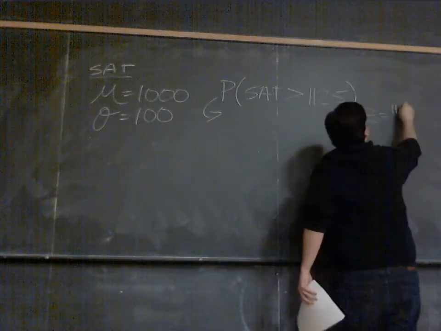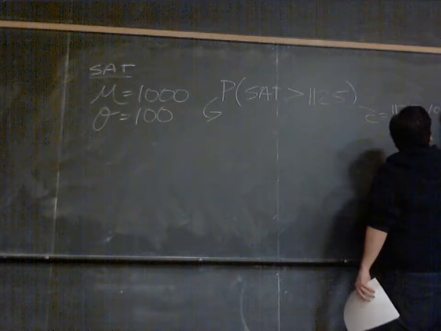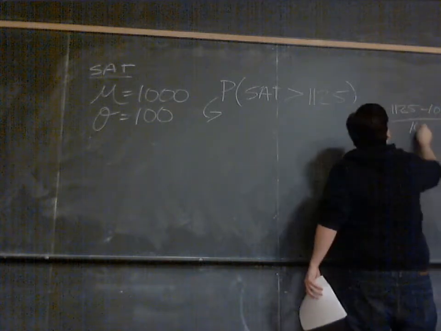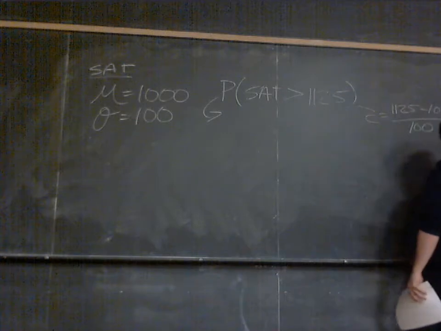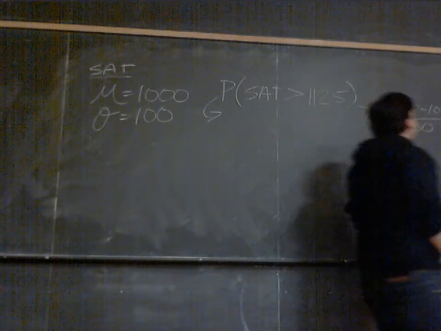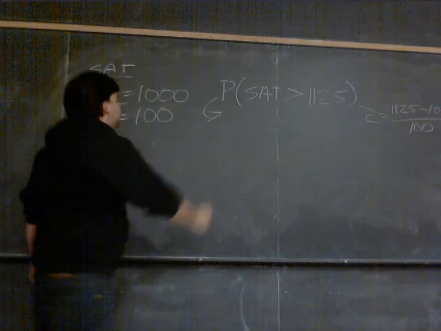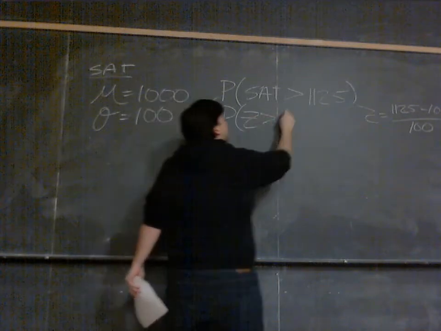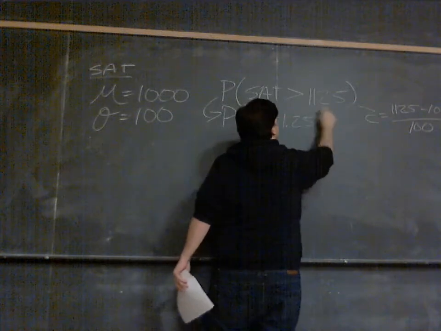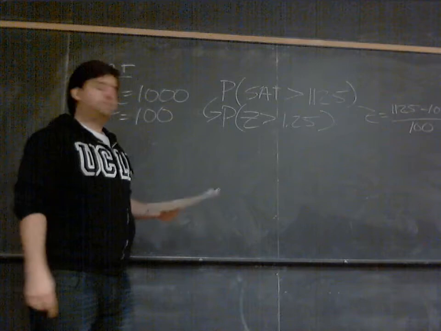It's 1125 minus the mean, which is 1,000, divided by the standard deviation, which is 100. So I get 125 over 100, which is 1.25. When we're converting to z-score, we're just changing the units. It's the same question. Now I'm looking at the probability that z is greater than 1.25. So this question and this question are the same, and we'll have the same answer.